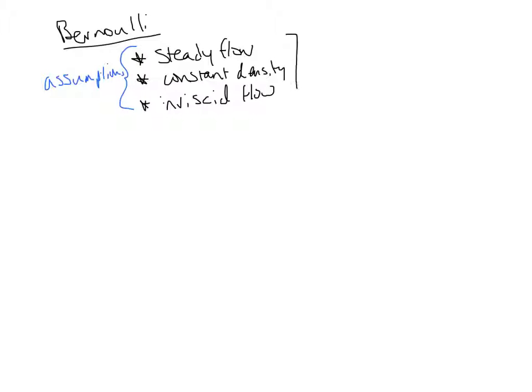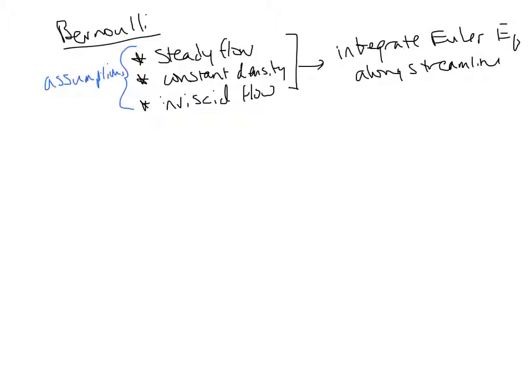The approach is to integrate the Euler equation, and I'll just write Euler equation, along a streamline. And so if the streamline direction is S, then the Euler equation would be that minus d by ds of p plus gamma z is equal to rho times a_s. Can't tell this is an S over here. Here we go. So it's basically forcing related to acceleration.